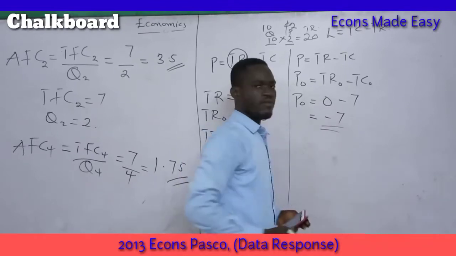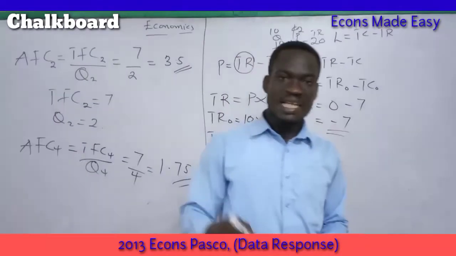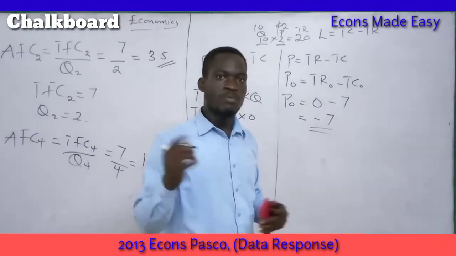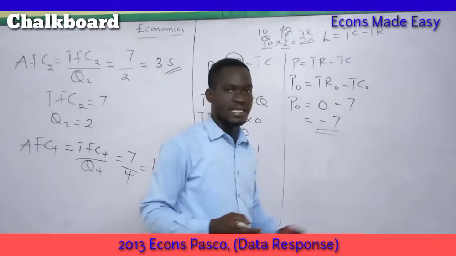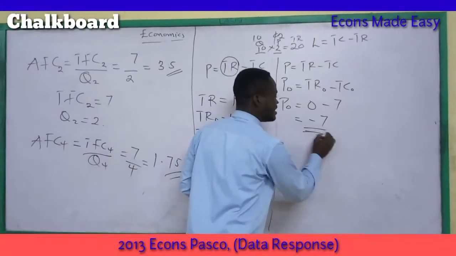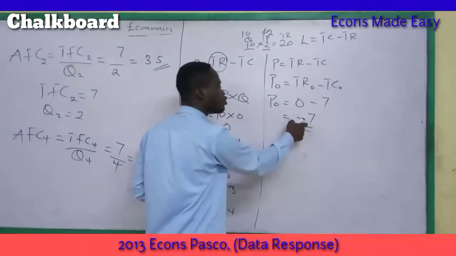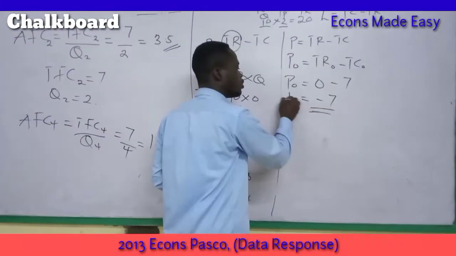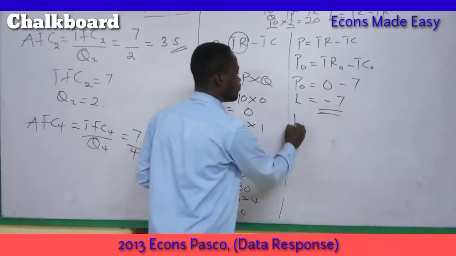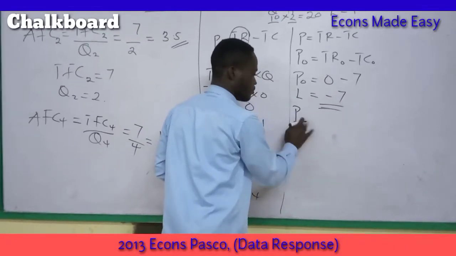Now this negative 7 means that the producer incurred a loss. The producer incurred a loss of negative 7. And so that's why we got negative 7. So this one is not profit, but rather loss. Okay, let's go to profit of output 1.